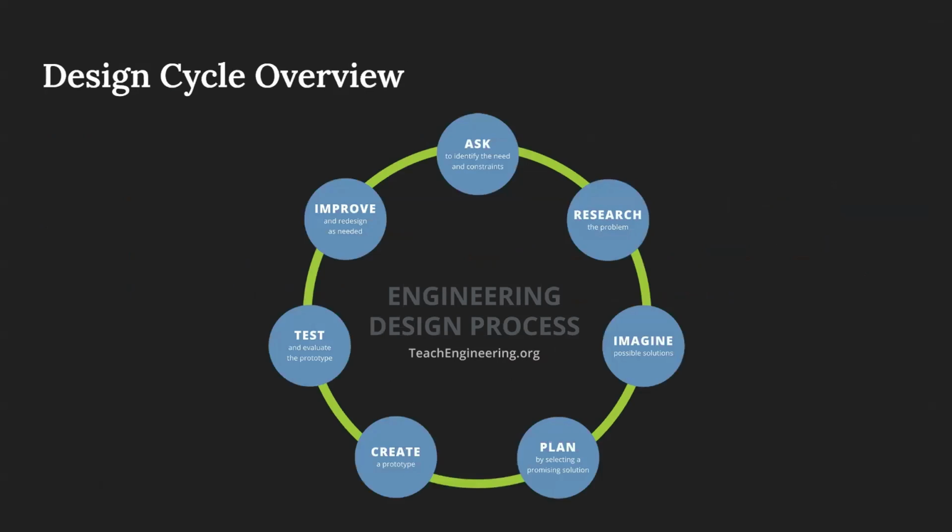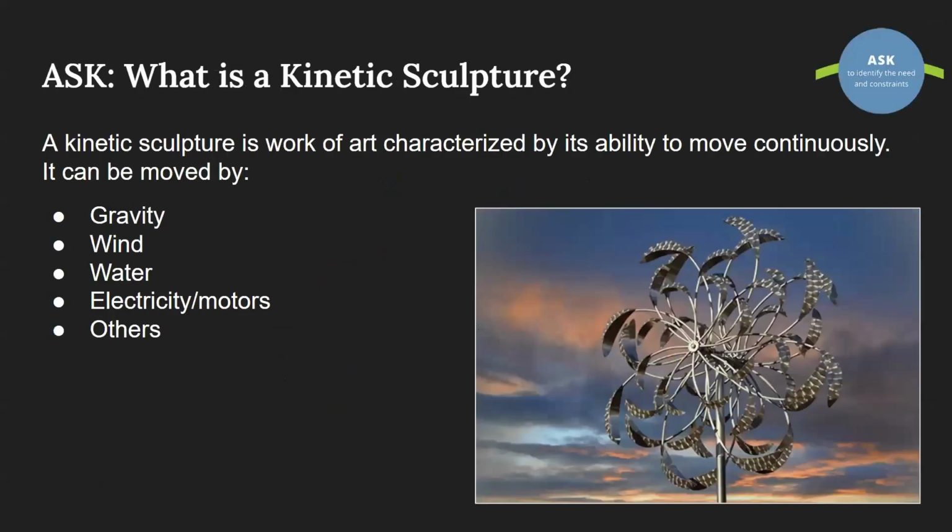This is an overview of the design cycle, and we'll go over this in more depth. In the ask stage of our design cycle, we had to define what is a kinetic sculpture. In our definition, we stated that a kinetic sculpture is a work of art characterized by its ability to move continuously. It can move by gravity, wind, water, or electricity.